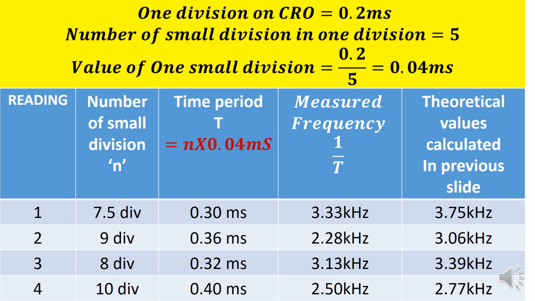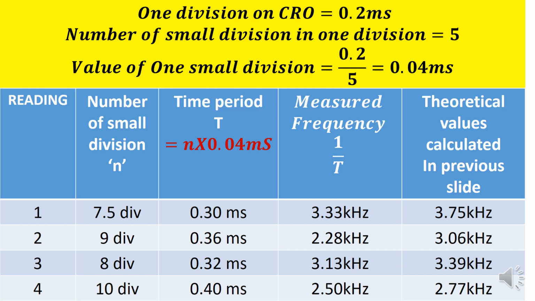We can convert the time period to frequency, so that is 1/T. In this, these are the values. This is the frequency we are getting corresponding to the first combination of R1, R2, whatever resistances and capacitances you are taking. Accordingly, the second value will be there, the third value, and the fourth value. You can see the theoretical values we calculated in the previous slide. So you can see here the values are approximately the same, 3.3, 3.75, right?